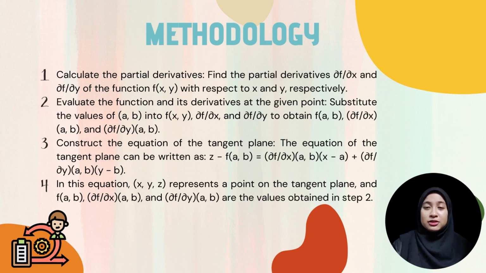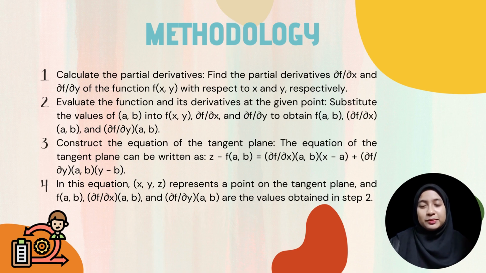Find the partial derivatives df/dx and df/dy of the function f(x, y) with respect to x and y respectively. Then, evaluate the function and its derivatives at the given point. Substitute the given values of a and b into f(x, y), df/dx, and df/dy to obtain f(a, b), which is df/dx at (a, b), and df/dy at (a, b). After that, construct the equation of the tangent plane.